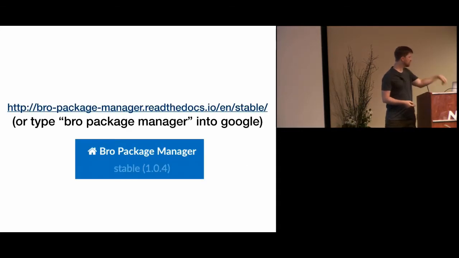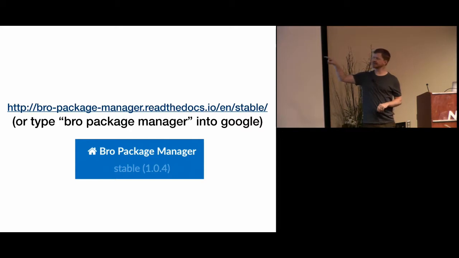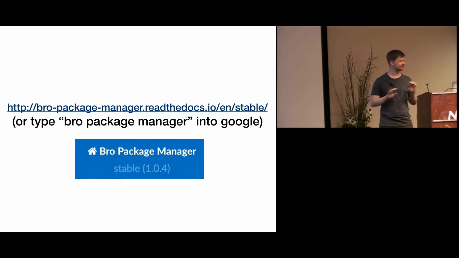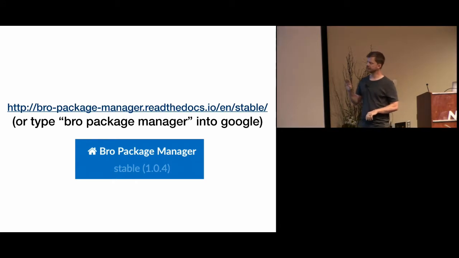So I wanted to leave it with this. I can't remember that URL, so I always type Bro Package Manager into Google. That's the documentation. For me at least, the documentation has been really good. I didn't write it; honestly, I've had very little to do with the implementation of the Bro Package Manager. But the documentation lays out how to create package repositories, how to create packages, how to use it, and how to install it. It really is pretty nice, fairly concise, not overly wordy. But that's it. If there are any questions, I'd be glad to talk at length.